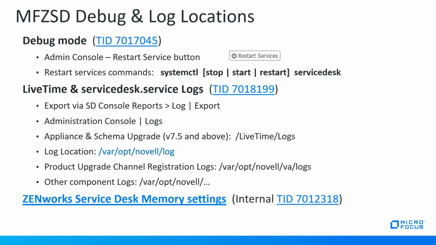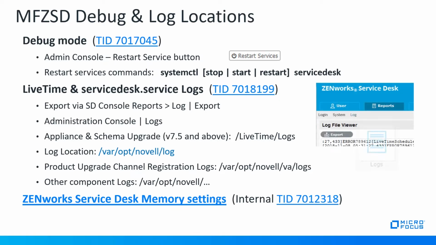As for some ZSD debug and log locations, to set your system in debug mode, you can check out TID 7017045. Of course, there's restart services in the administration portal, as well as some command lines for systemctl. And if you want to locate your live time and Service Desk logs, check out 7018199.